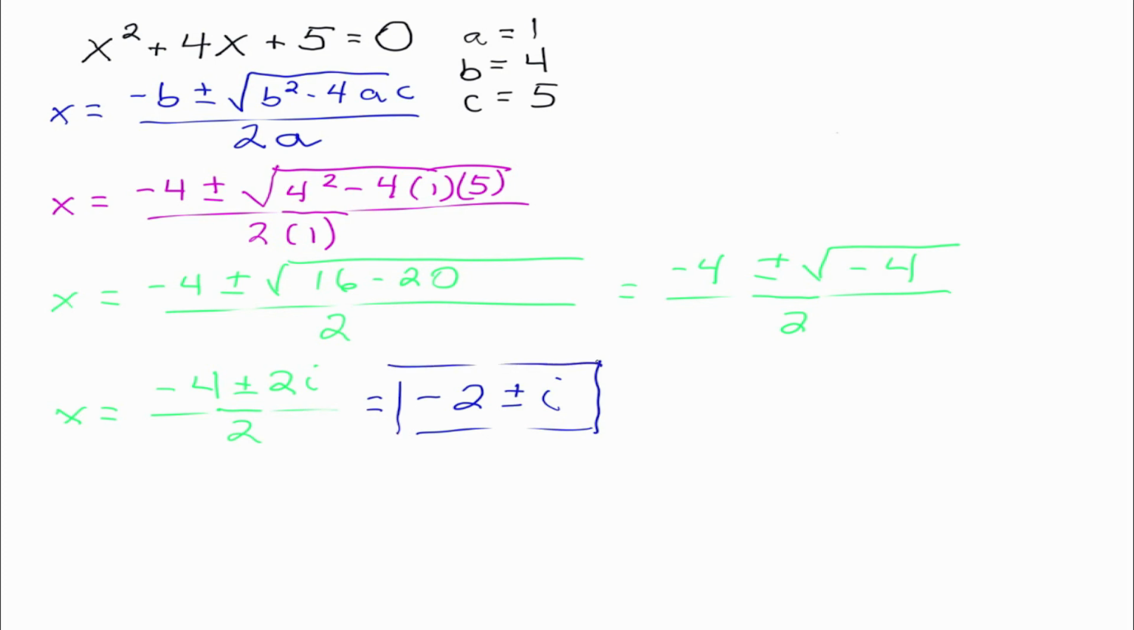So, we've helped Clay solve his equation. We have found the two roots of x squared plus 4x plus 5 equals 0. We learned something about the quadratic equation. We learned something about imaginary numbers. And the final solution is a complex number, which means it's made up of a real number, which is negative 2, and an imaginary number, which is i. So the final solution is negative 2 plus or minus i.